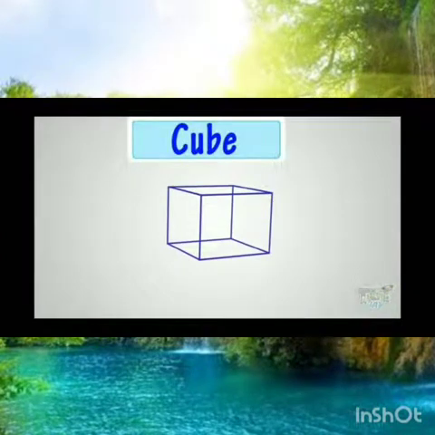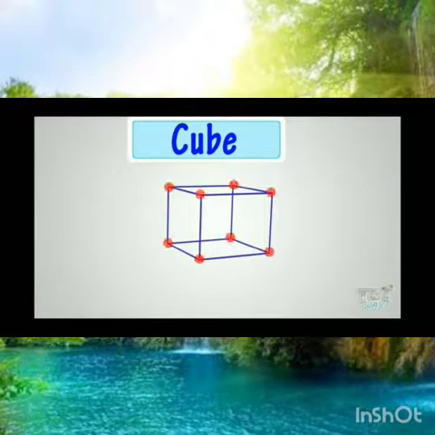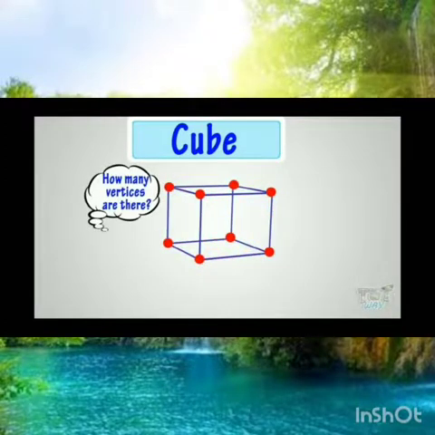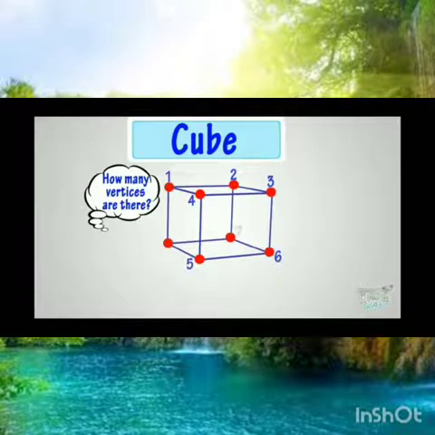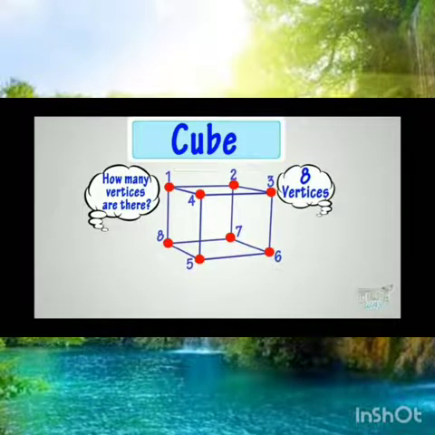First, corner. As I told you, a corner is also called a vertex. How many vertices are there? Shall we count? 1, 2, 3, 4, 5, 6, 7, 8. Yes, there are 8 corners, that is, 8 vertices.